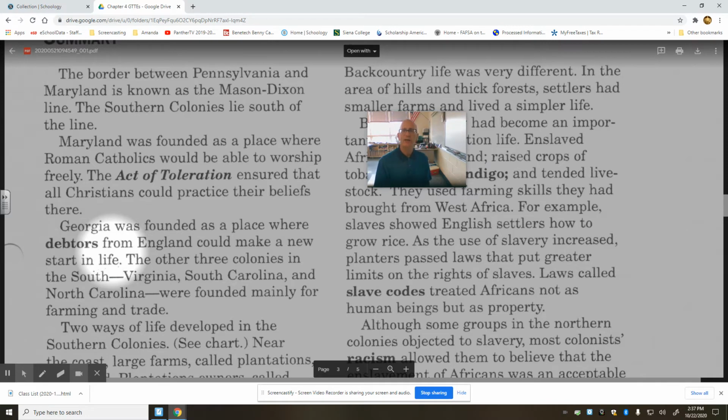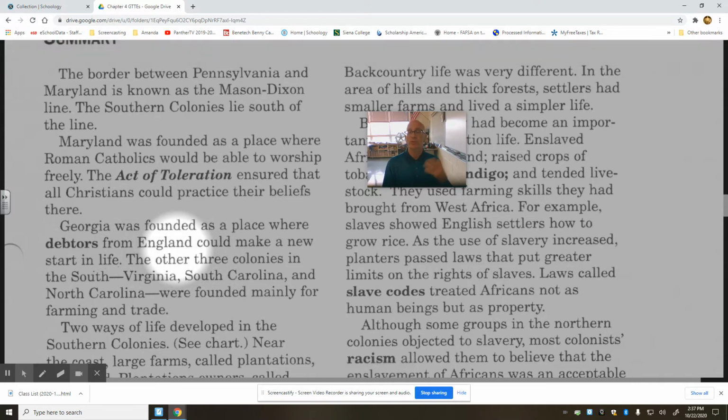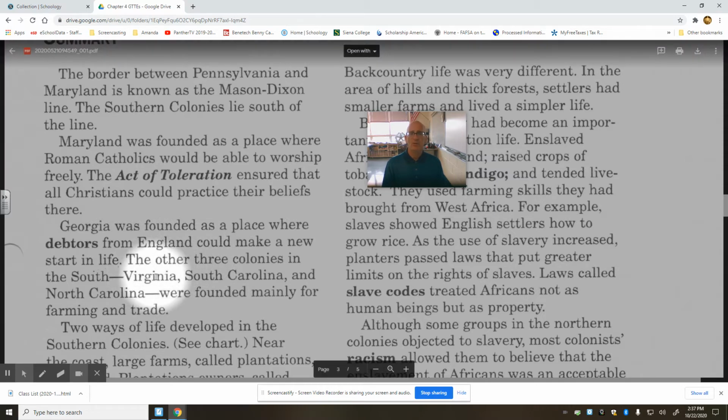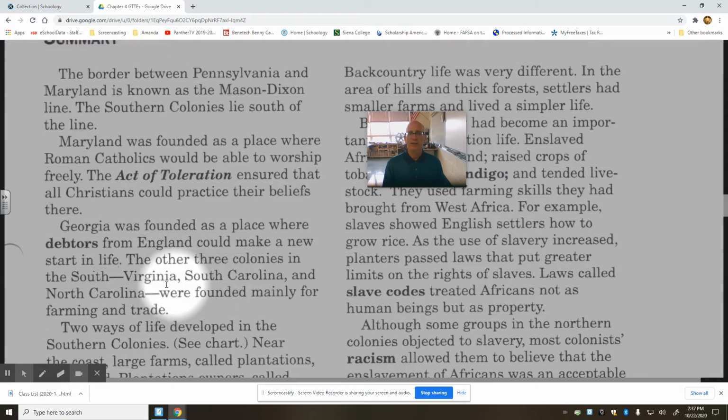We're going to read and look at an individual named Oglethorpe. Mr. Oglethorpe was not a person in debt. He was a person who proposed the colony for debtors, and this would allow people who were in debt in England to come to North America for a fresh start from their debt in England. The other 3 colonies in the South were Virginia, South Carolina, and North Carolina.